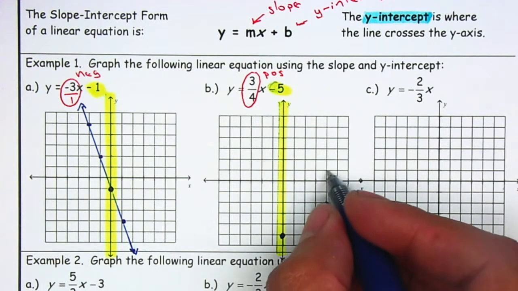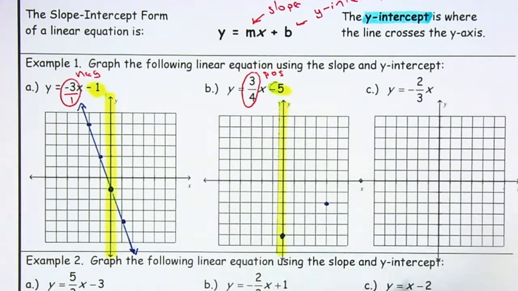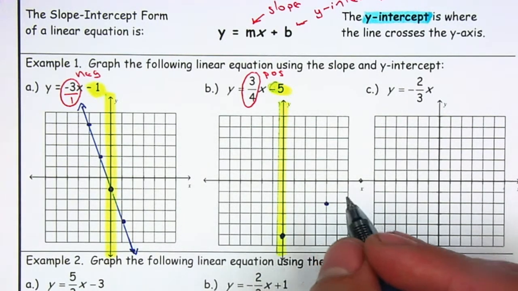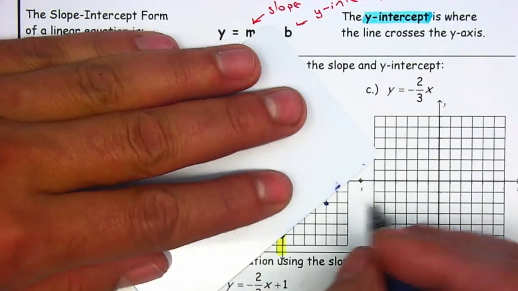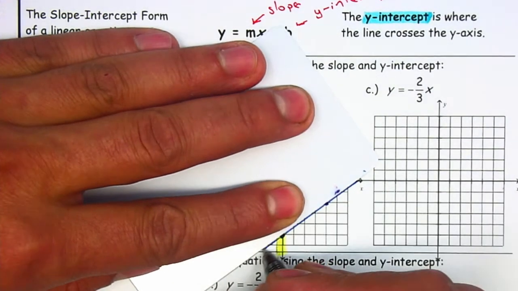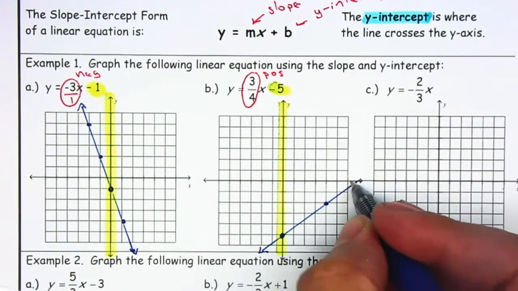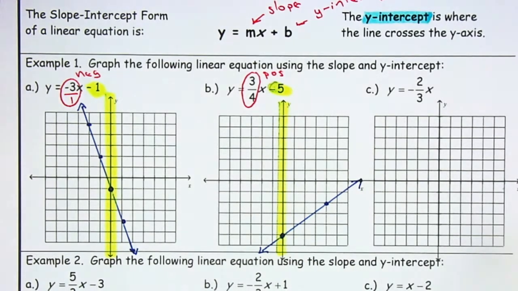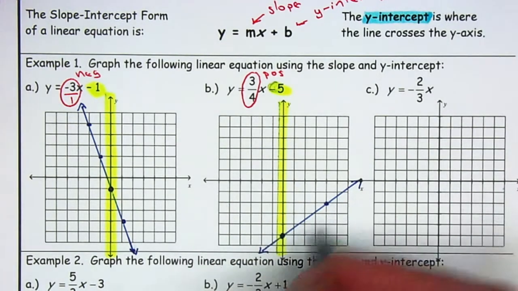And I can try doing once again up 3 and to the right 4, but I don't have enough space, so those 2 points will be sufficient. When you draw the line, make sure that you draw all the way through the graph and place arrows on both ends, because the lines will continue to the right or to the left.